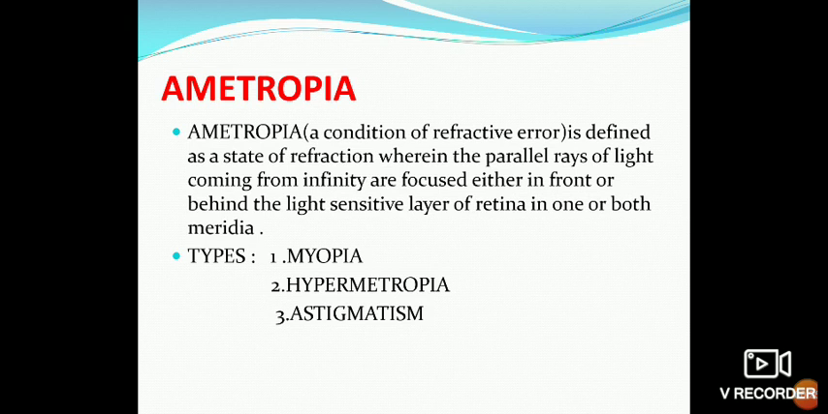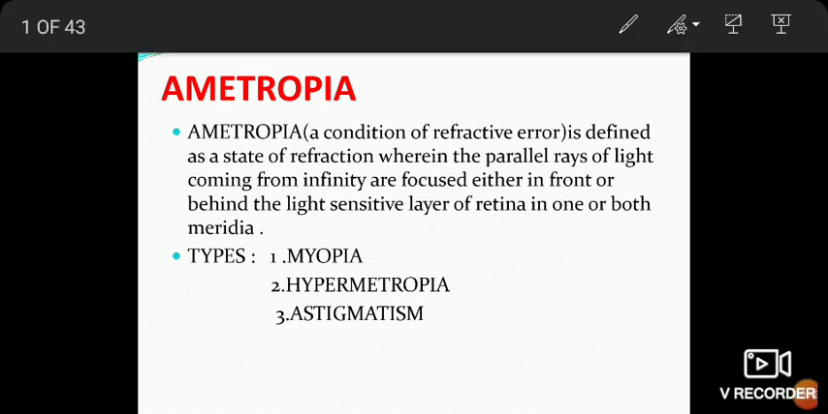vitreous, then retina. All these are the refractive elements, and the function of all these refractive elements is to focus the incoming light rays onto the light sensitive part of the retina. That is the fovea, and in the fovea there are numerous rods and cones, which convert this light energy into electrical impulses, and those impulses are carried to the visual cortex via the various pathways. So this is the condition.